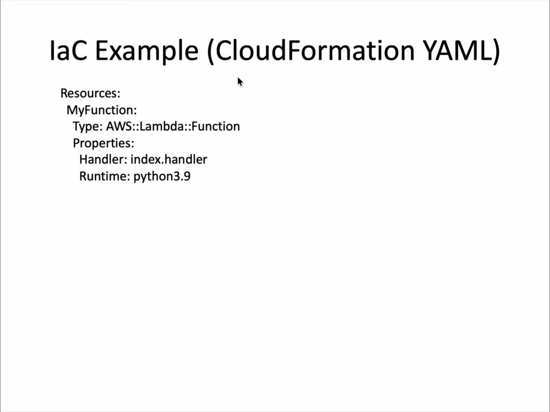This is an example. Here you can see how a Lambda function can be defined in CloudFormation YAML. Instead of hunting through the console, you define it once and reuse it forever.